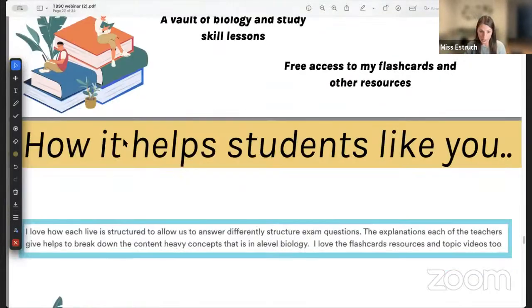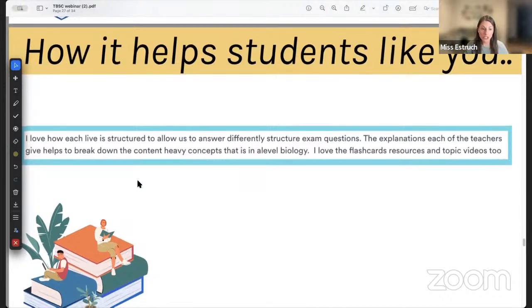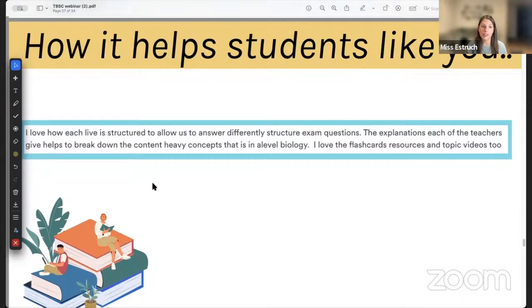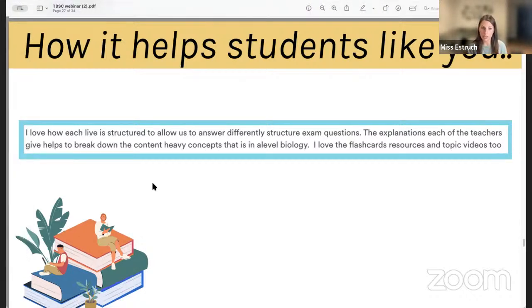So those are the sorts of things you get. Students who have been in this club do really love it. They love the fact that you get these live lessons. They love the community side of it, so you can talk to like-minded students.